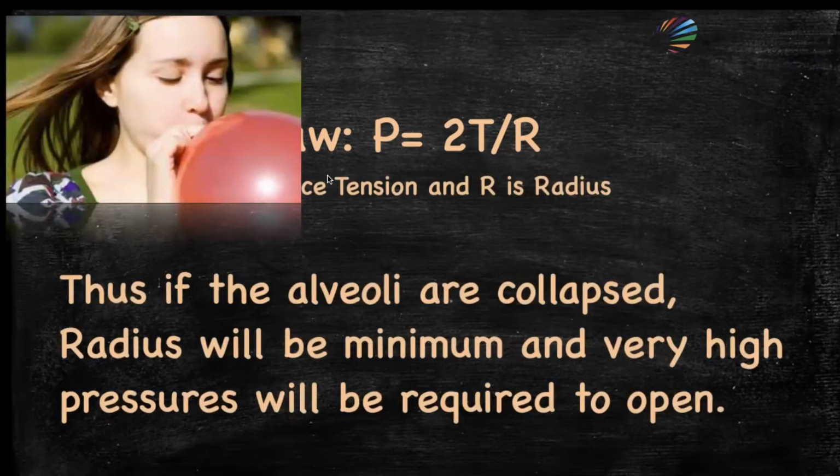When we inflate the balloon, initially when the balloon is totally collapsed, we need much higher pressure to open that balloon. But when the balloon reaches a certain dimension, inflating the balloon further is very easy. And then at the end of complete expansion, the balloon is overstretched, and further expansion becomes more difficult, and higher pressure, with less change in the volume, will happen. So similarly, if the alveoli are completely collapsed, the radius will be minimum and very high pressures will be required to open it. Thus, pressure is inversely proportional to radius.